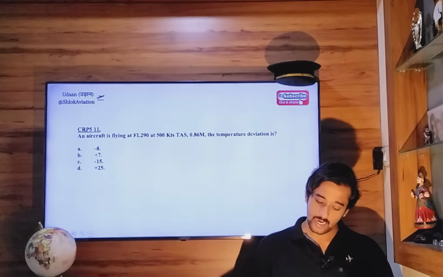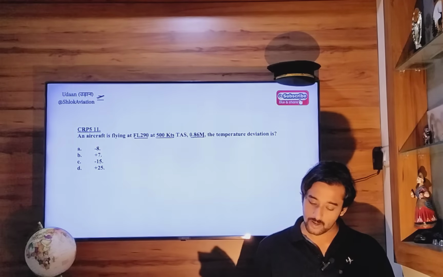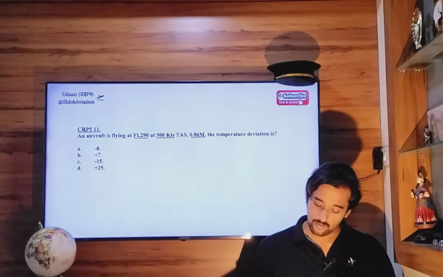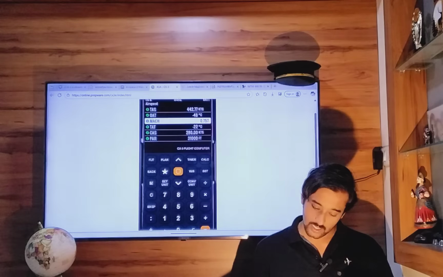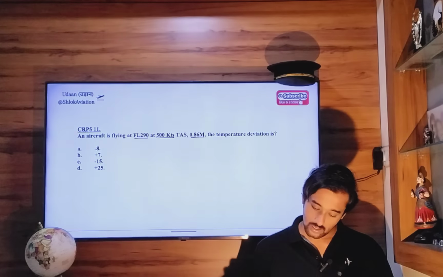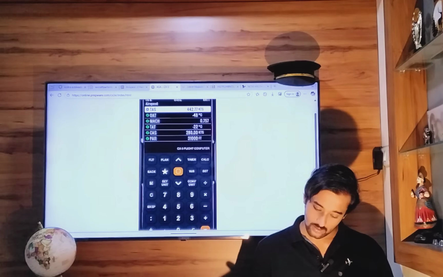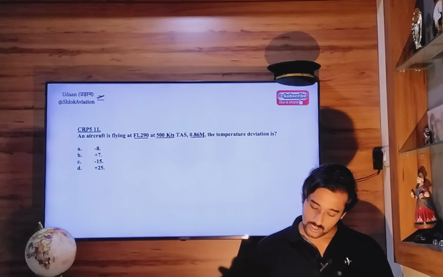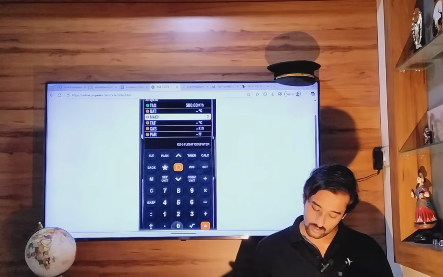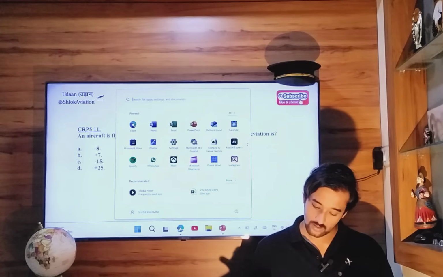Question 11. Aircraft is flying at 29,500 knots TAS, 0.86 Mach number. What is the temperature deviation? So TAS is 900 knots, Mach 0.86, 29,000.